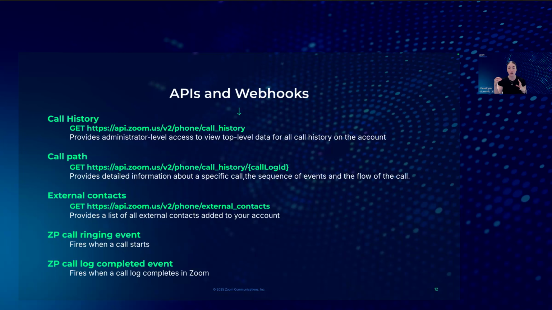Then we have the get call path endpoint, which is a more granular endpoint. After you get the call history of your account, you can go look into a specific call, where you're going to get the sequence of events, the flow of the call, and what really happened in that call. It will let you understand the context of the call. Lastly, the external contacts endpoint returns any third-party contacts that you have added to your account, and it is useful to enrich calls with names and context.